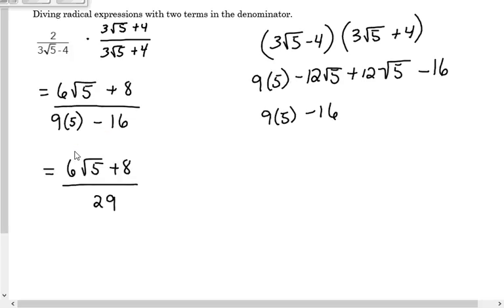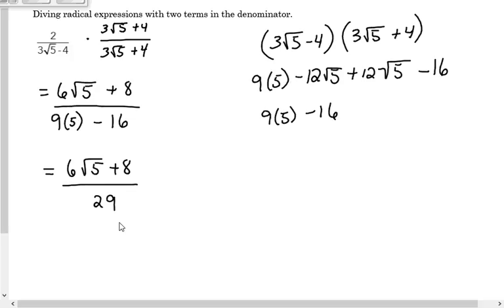Moving on, we're just going to simplify. So we get 6 root 5 plus 8 over 29. We can't simplify this any further. This is in simplest form. 8 and 29 cannot be reduced, nor can the 6 and 29.